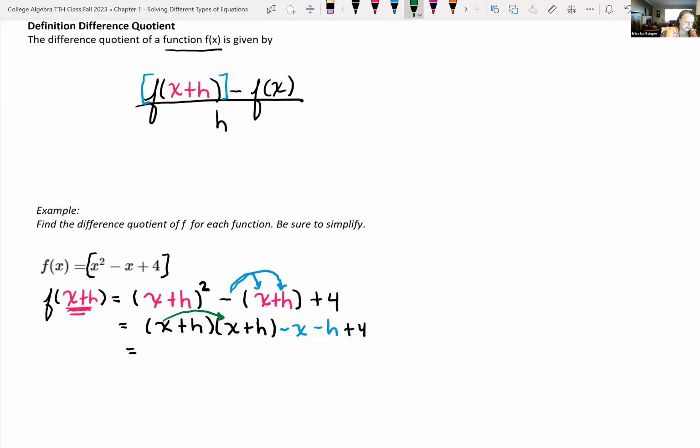So we have x plus h times x plus h. So that's going to give me x times x is x squared, plus x times h is xh. Now distributing the h to each term, I have h times x is hx, but I'm going to write it as xh, same thing, plus h times h is h squared. And then let's bring down the rest. So negative x minus h plus 4.